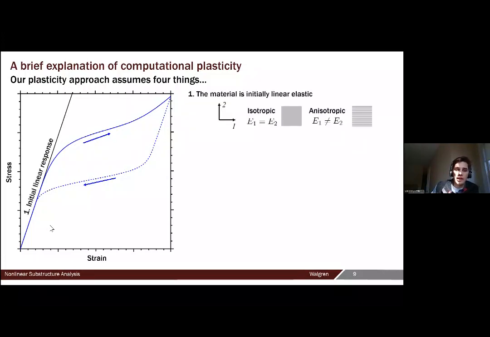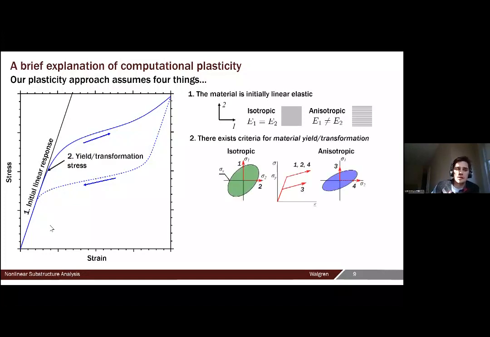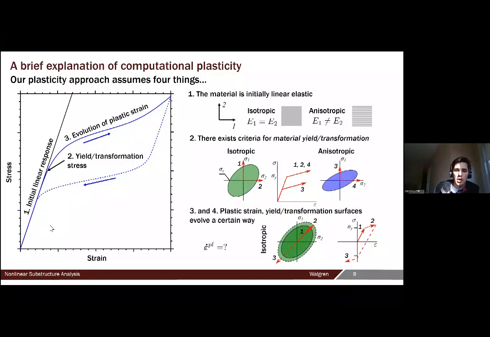The first is we have an initial linear response that can either be isotropic or anisotropic. The second is we have a yield or a transformation stress, and that yield or transformation stress is defined by a criteria. This criteria itself can also be isotropic like a von Mises, or anisotropic like a Hill, or a Hill generalized quadratic. So with those two, the assumptions 3 or 4 are that the yield surface and our nonlinear state variable, in this case, plastic strain, they both evolve in a certain way.